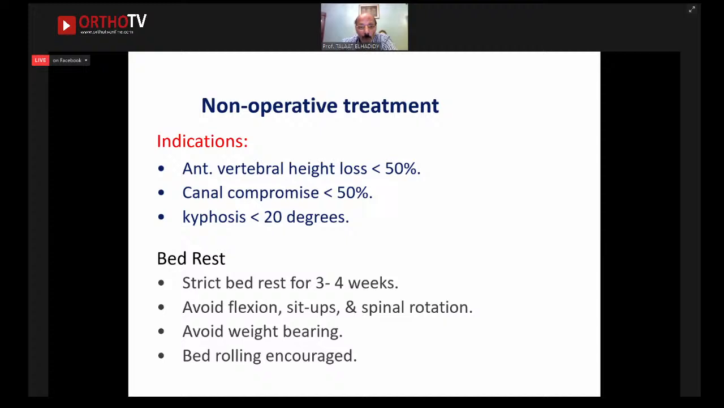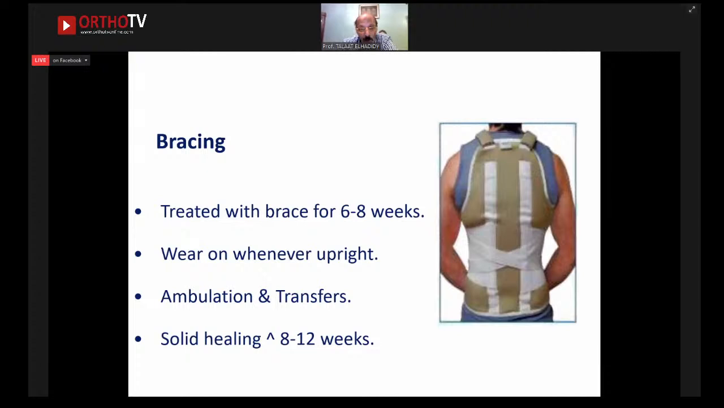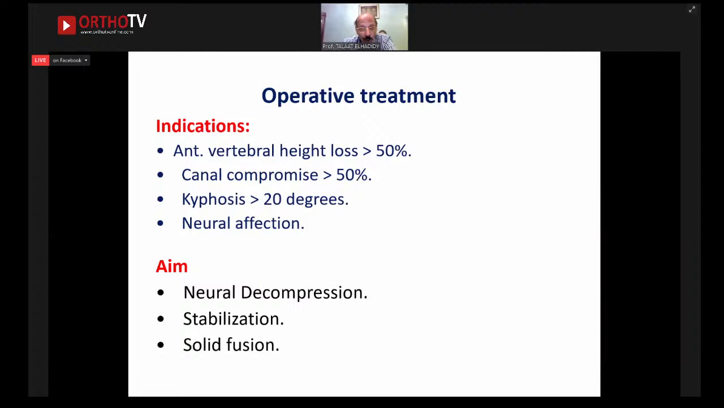For non-operative treatment, if the compression is mild, less than 20% or 30% of the height, then you can treat conservatively: bed rest, braces, and early mobilization as soon as the pain is tolerable, using the thoracolumbar brace, as we can see here. Then we come to the operative treatment.